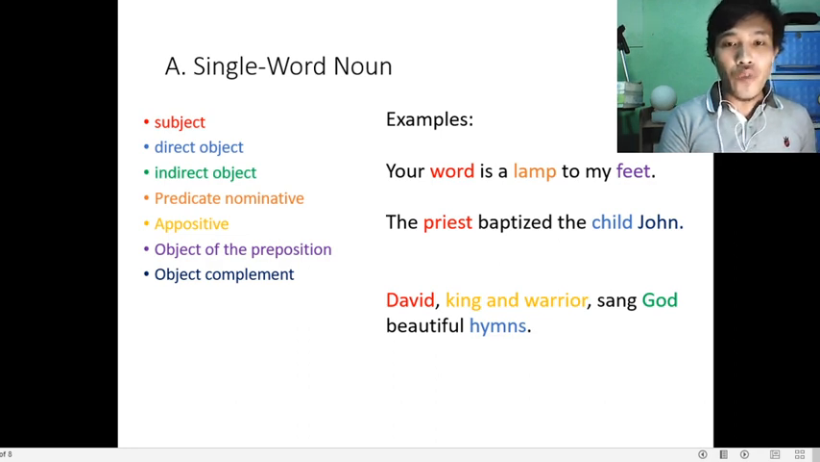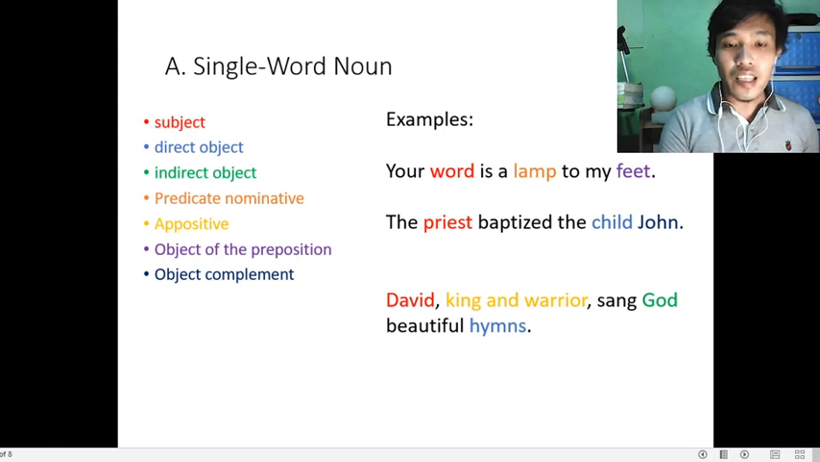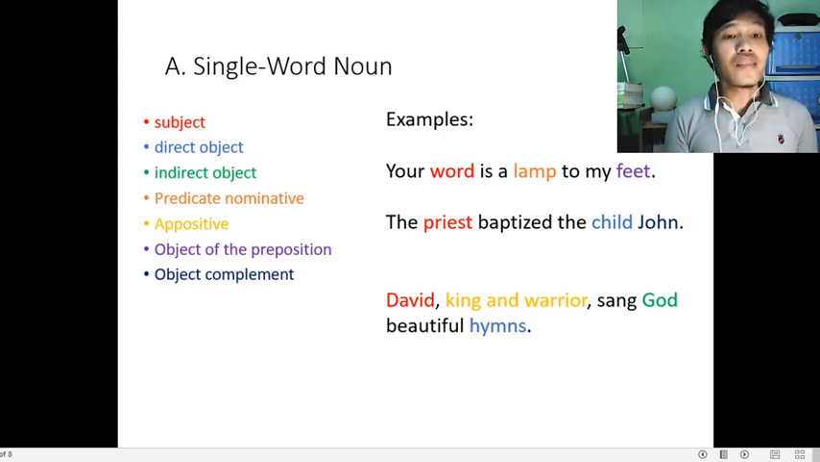In its simplest form, a noun may be a single word, and a noun may function as the subject, the direct object, the indirect object, predicate nominative, appositive, the object of the preposition, and object complement. Okay, so let's start with the subject.